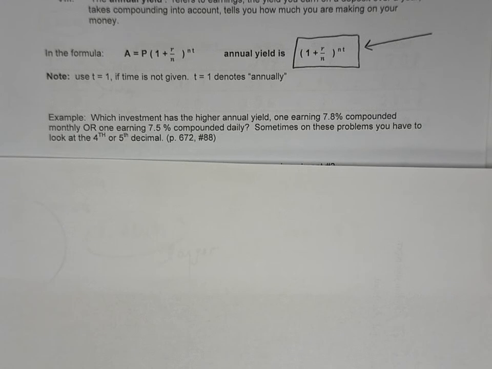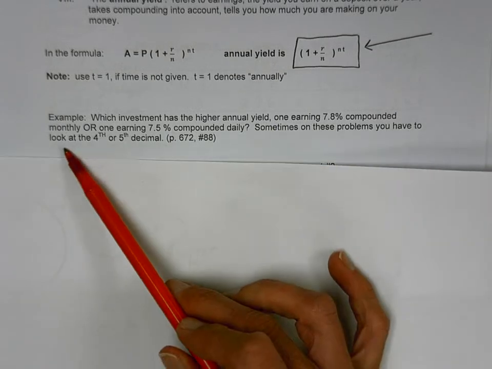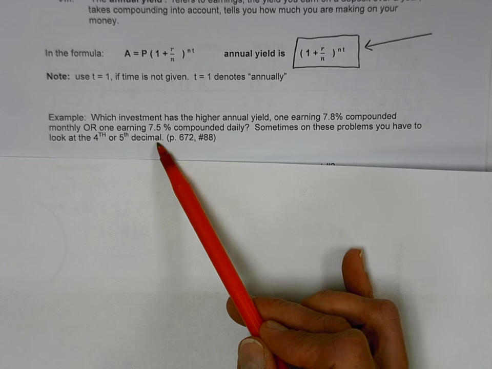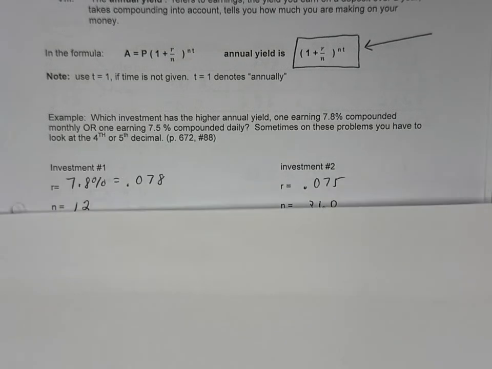Okay, now I want you to be careful. Don't go crazy when you round your values, because sometimes on these problems you're going to have to look at the 4th or 5th decimal. And if you round right away to 1 decimal or 2 decimals, you're going to think, oh, these values are the same. So be careful. They're not the same. So let's plug and chug here.